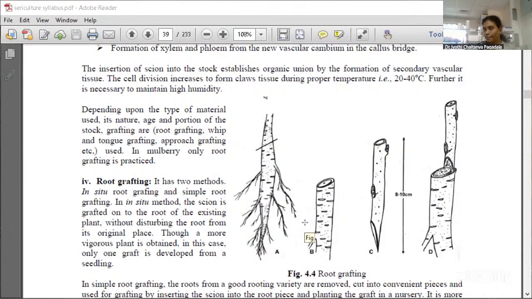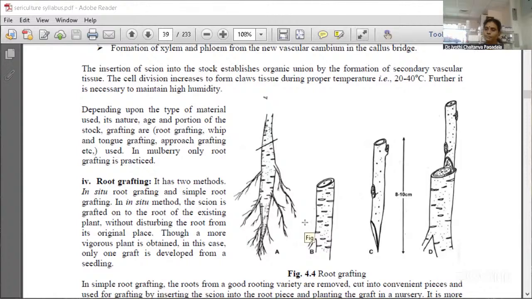Depending upon the type of material used, and also its nature, age, and the portion of the stalk, the graftings are root grafting, whip and tongue grafting, and approach grafting. There are different types which are used for the formation of the graft union. In mulberry, only root grafting is practiced.